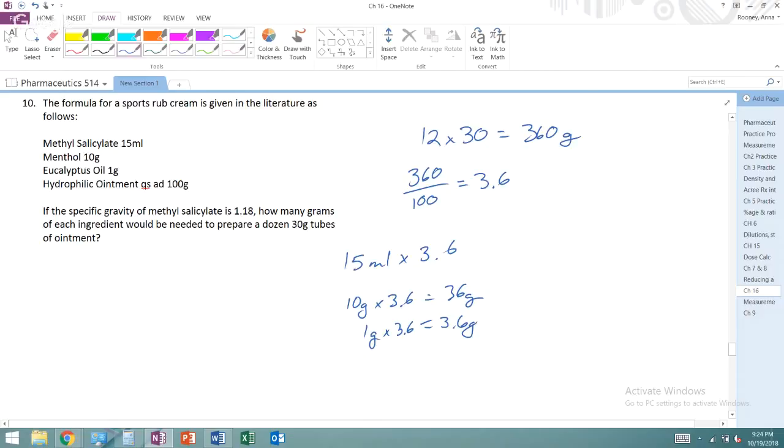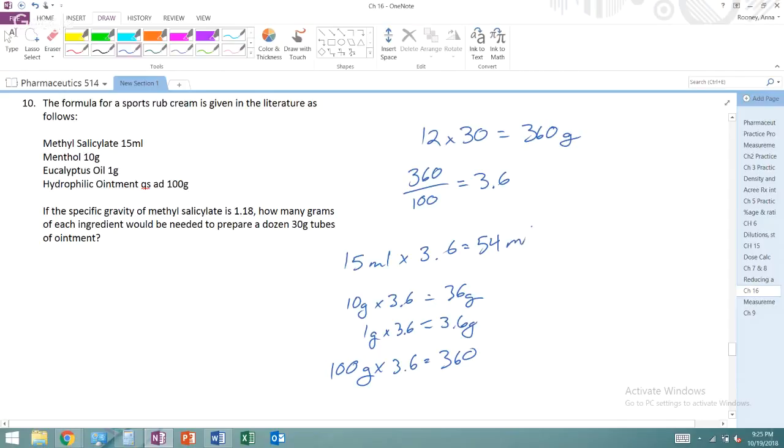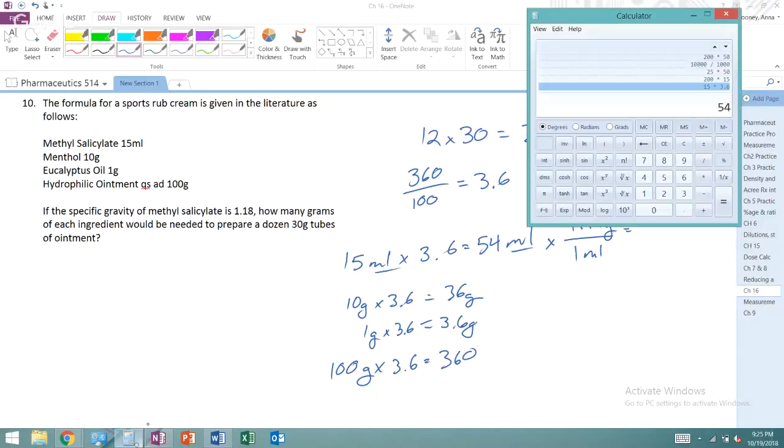And then, so this is the tricky part. We're not done with the 100 grams of that. So we have to figure out how much room the methyl salicylate is going to take up, because we don't have it in grams and everything else is in grams. So we have to take 15 times 3.6, which is 54 milliliters. Yeah, remember your units. And then your specific gravity is for every 1 milliliter volume, it weighs 1.18 grams. So you have to multiply this by 1.18, if that will go into the calculator.